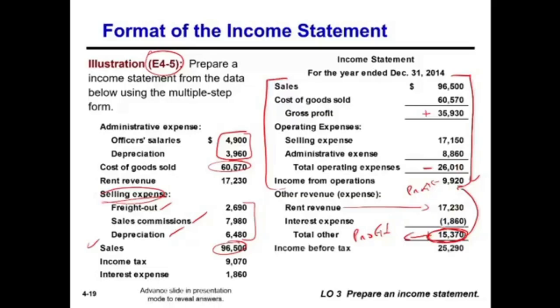Then we have income tax, which is $9,070. Then we have net income. Okay, so this is an income statement. Hopefully you know how to prepare a basic income statement. The reason I emphasize this is because we're going to be adding more complication, more items that you never saw before.